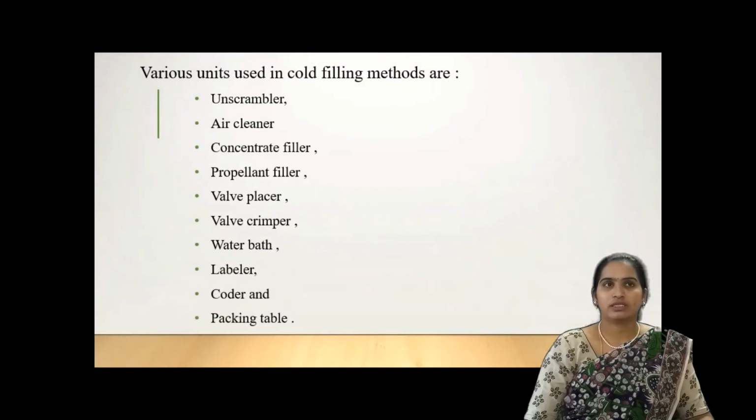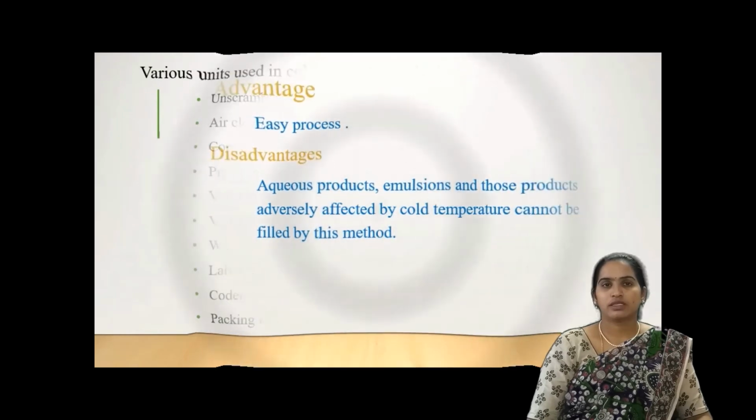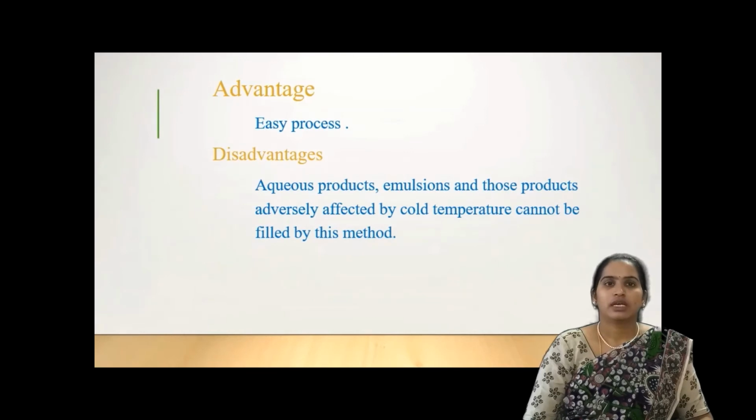The various units used in the cold filling method are unscrambler, air cleaner, concentrate filler, propellant filler, valve placer, valve crimper, water bath, labeler, coder and packing table. These are the different units that are used in the cold filling process. The advantage of this cold filling process is that, compared to the pressure filling process, it is easy and it is suitable for the aerosol preparations which contain liquefied gas propellants other than hydrocarbons.